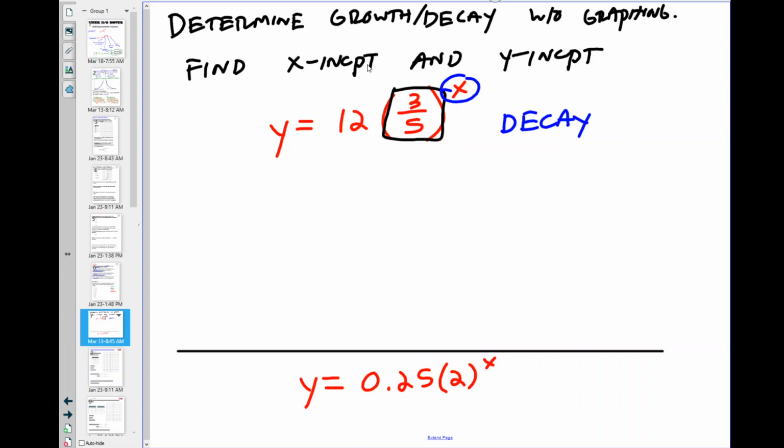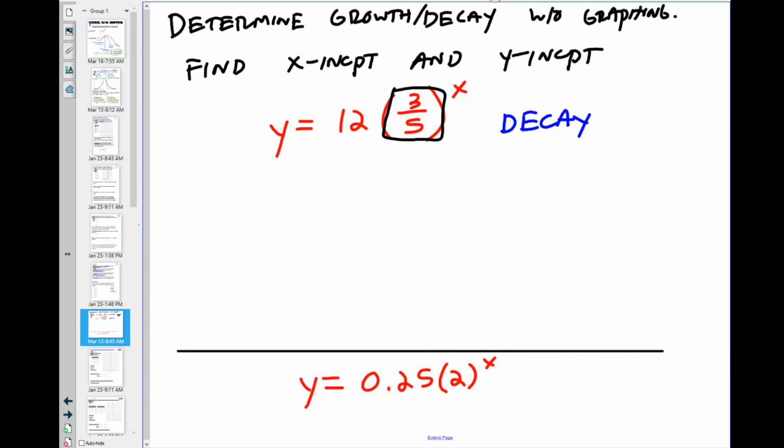What does a negative exponent do to its base? Huh? It does not change the sign. What does a negative exponent do to its base? The reciprocal. It flips it. So if that x would have been negative, and they love to do that, you're like, oh yeah, that's a decay. But then if it's negative and it flips it, now it becomes 5 over 3. 5 over 3 is greater than 1. It'll be a growth. Don't say I didn't warn you. So this is a decay.